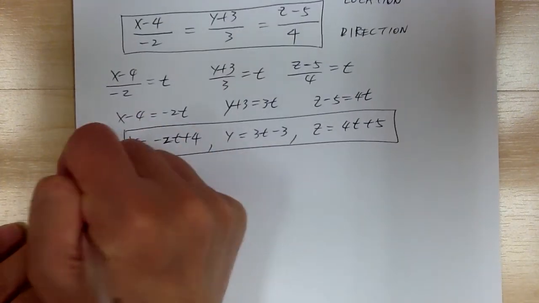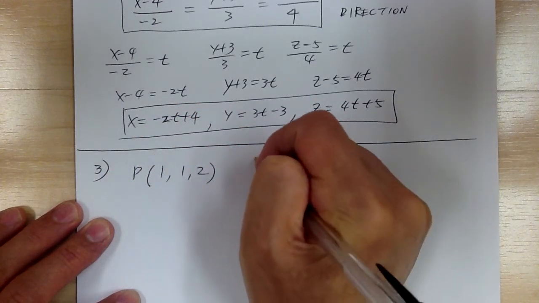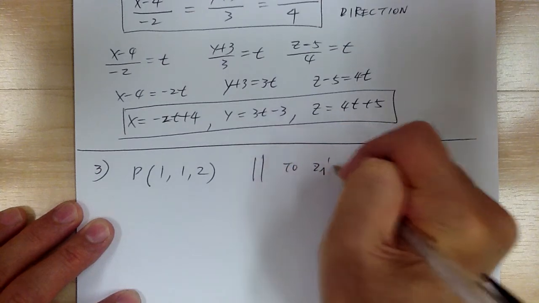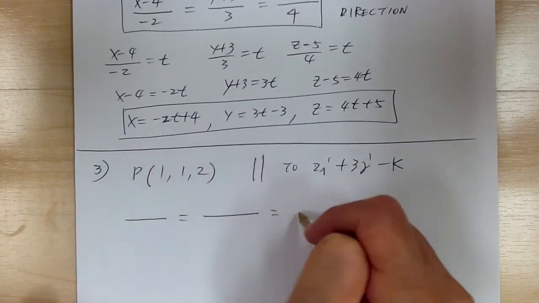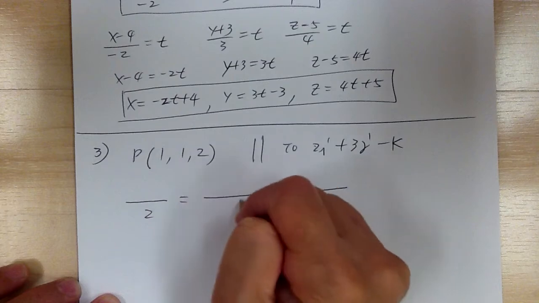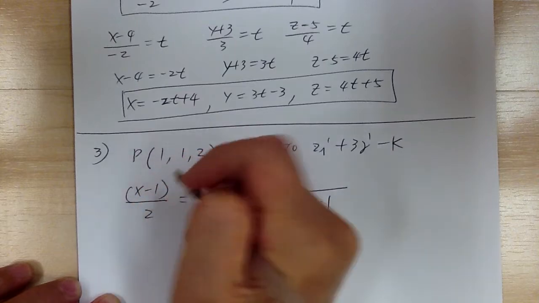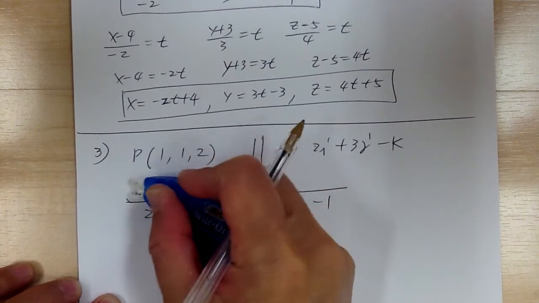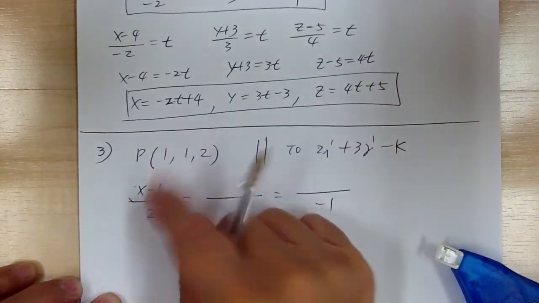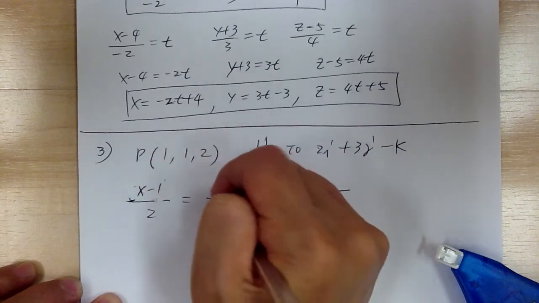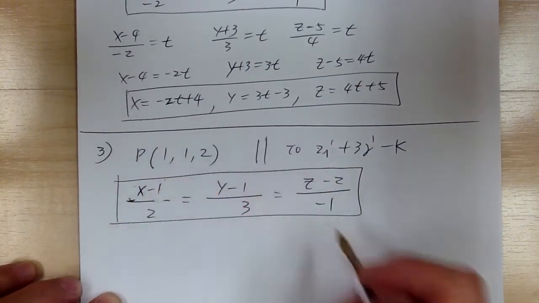Let's go to number 3. Same thing, you've got the point (1, 1, 2), and it's parallel to 2i + 3j - k. So you can get your fraction ready. The direction is 2, 3, -1, and the point is (1, 1, 2), so it would be x minus 1. Now we don't need parentheses because we don't have anything else. And you've got y minus 1, z minus 2. So that's your symmetric equation.